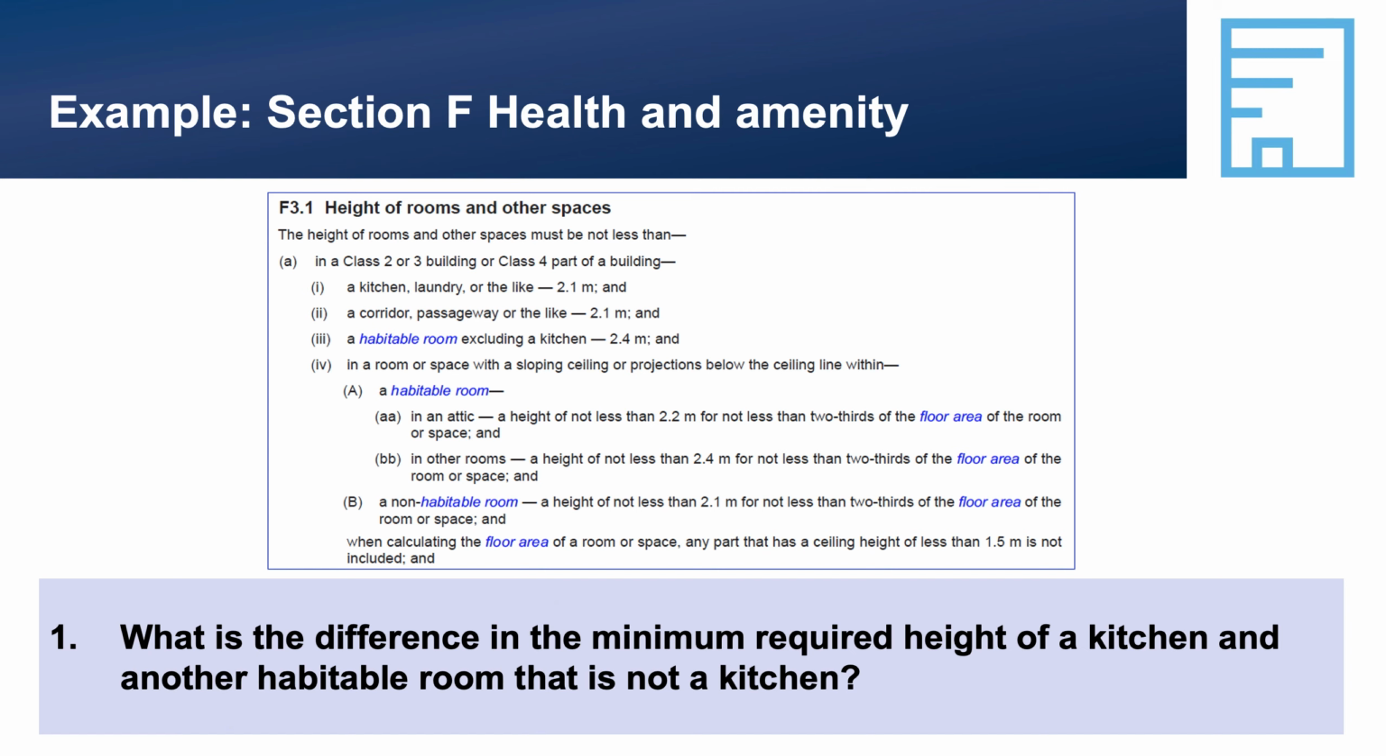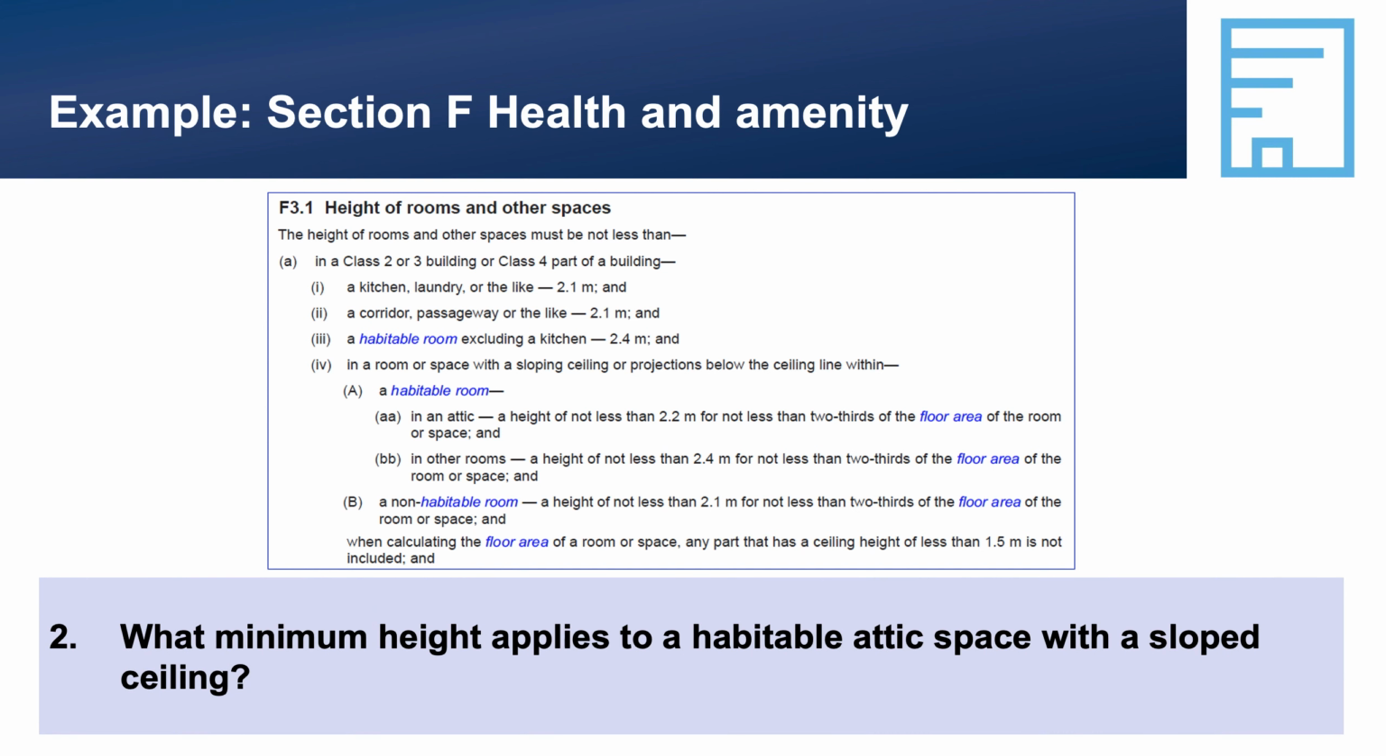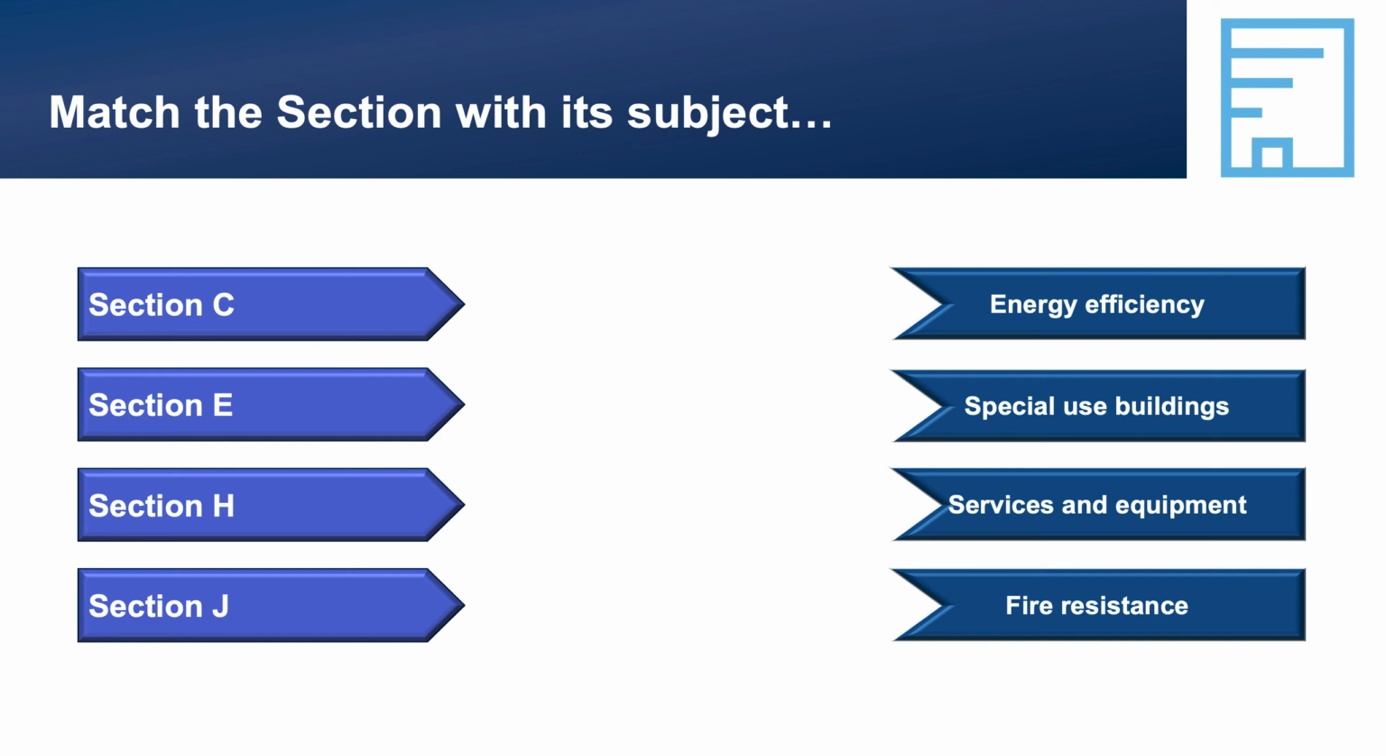The minimum height of a kitchen is 2.1 metres, while the minimum height of a habitable room that is not a kitchen is 2.4 metres. So the difference is 0.3 of a metre. Question 2. What minimum height applies to a habitable attic space with a sloped ceiling? A habitable attic space must have a minimum height of 2.2 metres for not less than 2/3 of the floor area of the room or space.